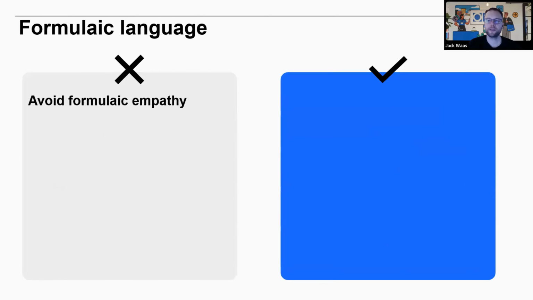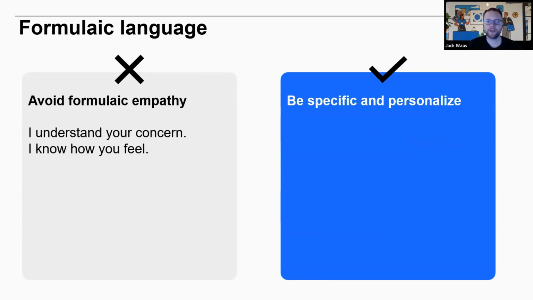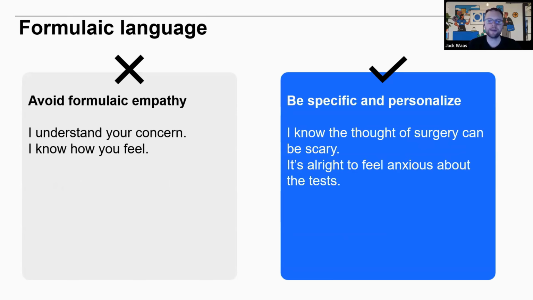In the same way, formulaic or memorized phrases for empathy sound empty and may have the opposite effect, right? I know your concern. I understand your concern. I know how you feel. Instead, be specific, echoing the patient's feelings and personalize what you say. I know the thought of surgery can be scary. It's all right to feel anxious about the test. Much more personalized and specific to the patient.